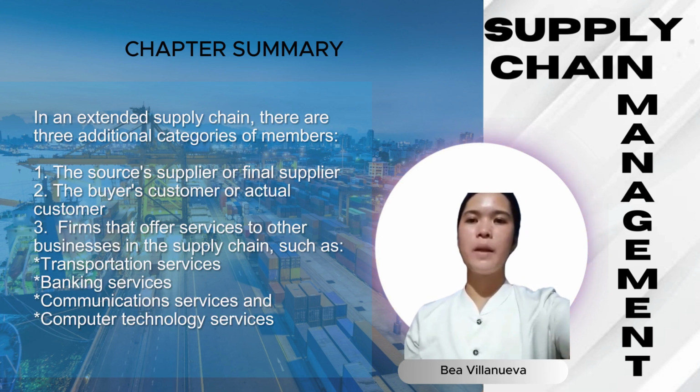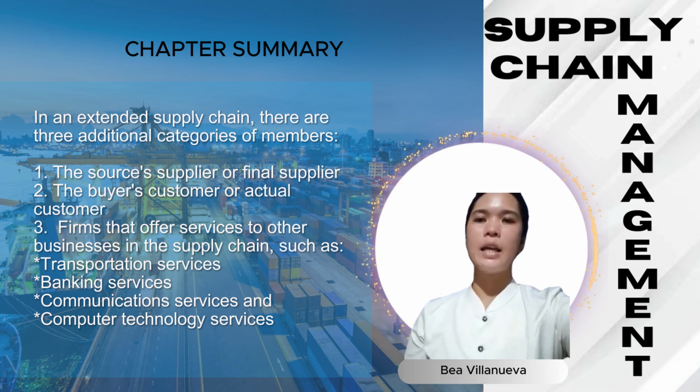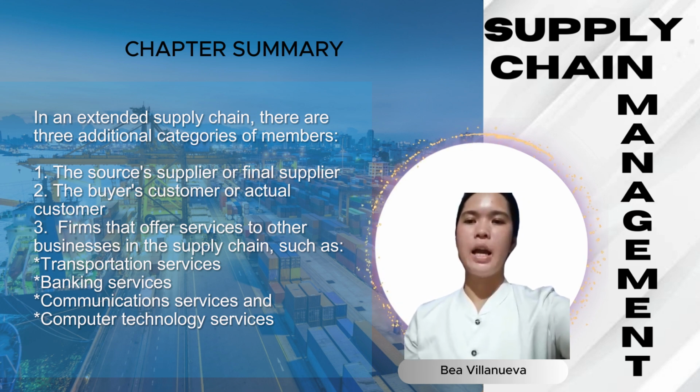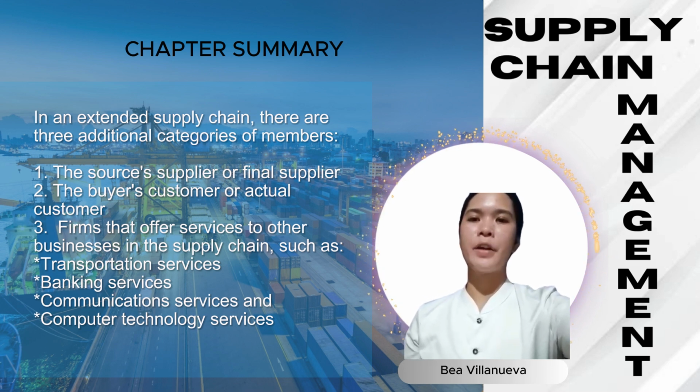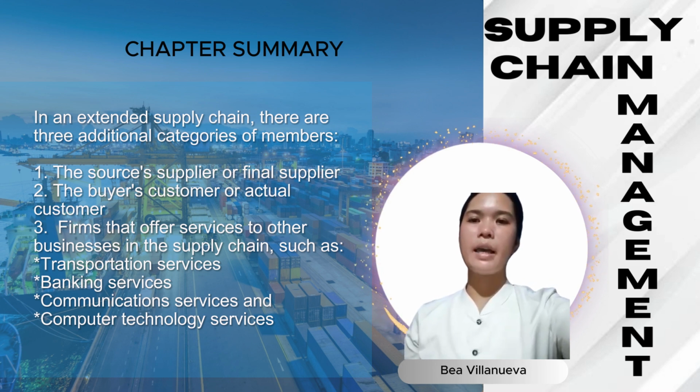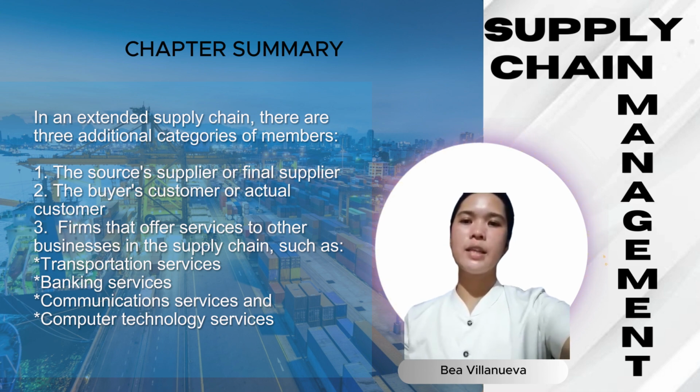In an extended supply chain, there are three additional categories of members. Number one, the source supplier or final supplier. Number two, the buyer's customer or actual customer. Number three, firms that offer services to other businesses in the supply chain, such as transportation services, banking services, communication services, and computer technology services.